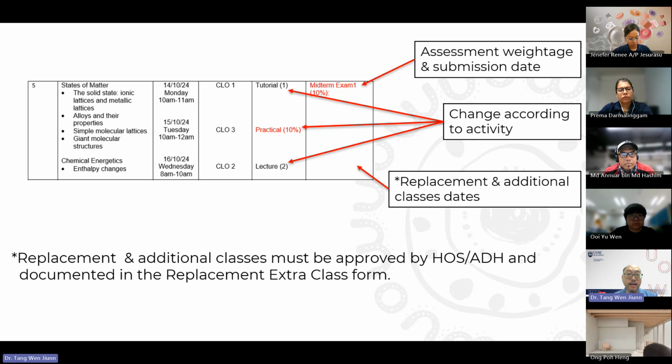Then assessment. It's good we include the assessment inside there so that we can share with students when to expect it, which week will be the test or quiz or exam, and what will be the weightage. So it's for us to see and also for the students to see as well. And lastly, on this remarks column, if we have to put in replacement or additional classes, we record the dates over here as well.